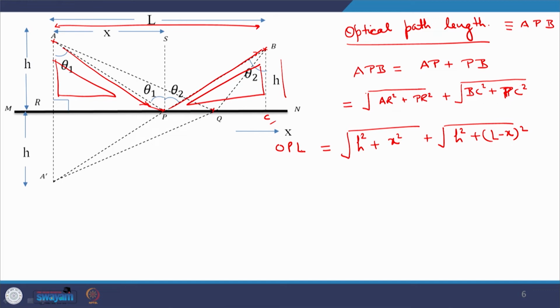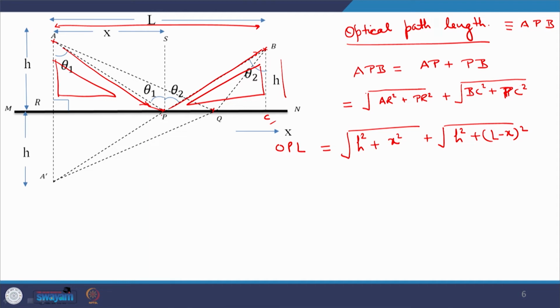Now, once the optical path length is known, Fermat said the optical path should be extremum. How to check whether it is extremum or not? Let us differentiate it. We will take the derivative with respect to the independent variable. And what is the independent variable in our case?